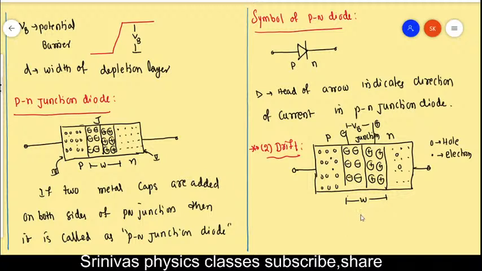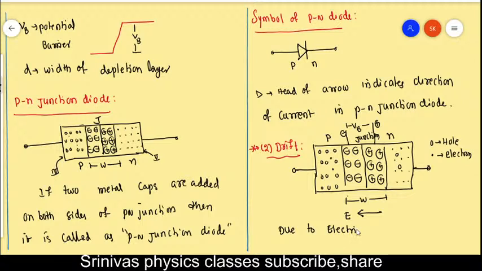Then what is the drift? Here an electric field will form in the depletion layer from the n region to the p region, because positive to negative is the direction of the electric field. Due to the electric field, the electrons in the p region, which are minority charge carriers, are attracted by the positive ions in the n region.